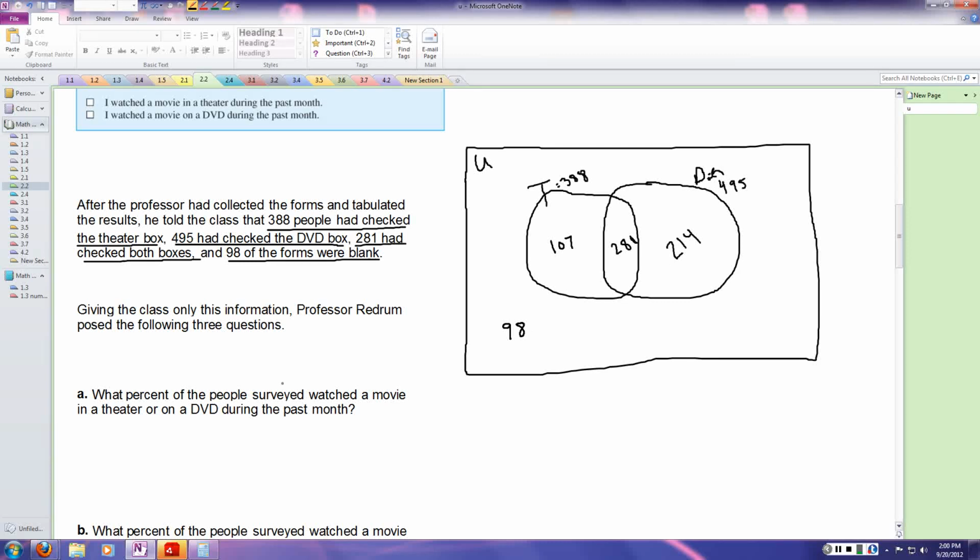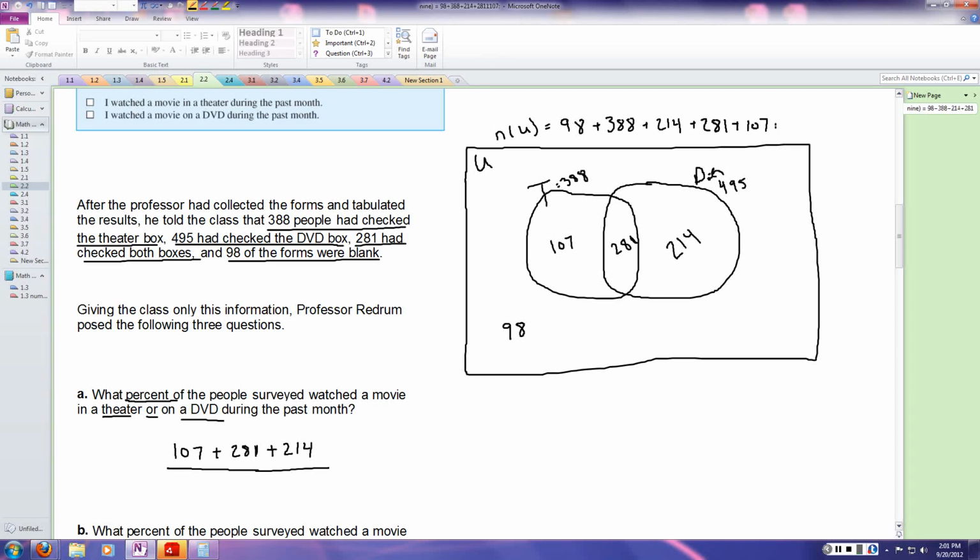If I want to know what percent of people watched a movie in theaters or on DVD, I'm going to take 107, those are the people that watched it just in theaters, plus 281, those are the people that watched a movie in the theater and on DVD, plus the people that just watched a movie on DVD, divided by the total number of people surveyed. The number of people surveyed in the universe, I'm going to sum up everything in my boxes. That would be 98 plus 388 plus 214 plus 281 plus 107.